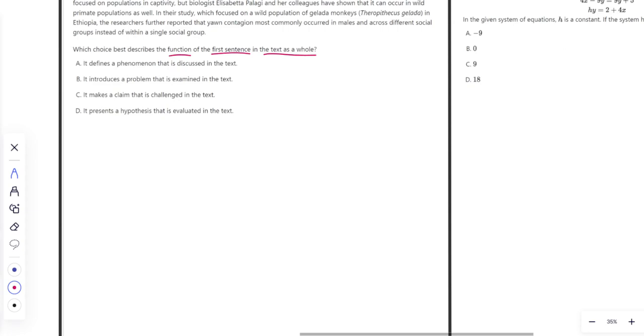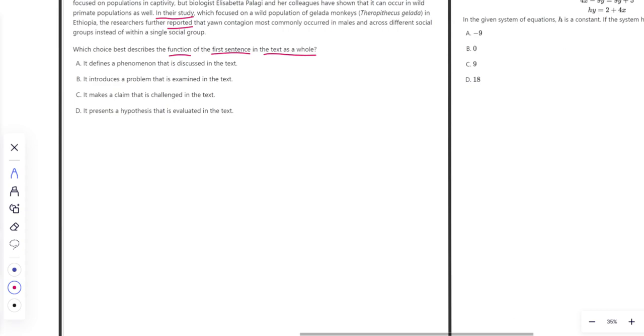Let's keep reading. "Studies of this behavior." Okay, then we talk about some studies of this behavior. Just skimming this, we see a description of their study and what the researchers reported from that study. So without even looking at the answers, I'm thinking this is just introducing some kind of topic. And looking between these ones, "it defines a phenomenon that's discussed in the text." I do see that, yeah.